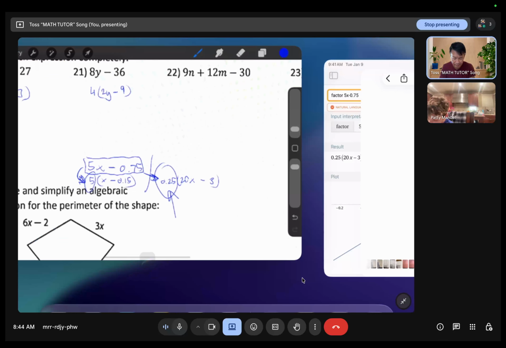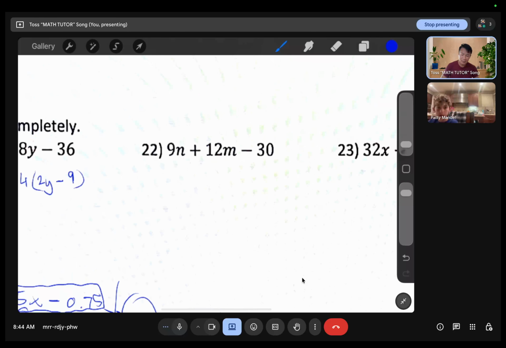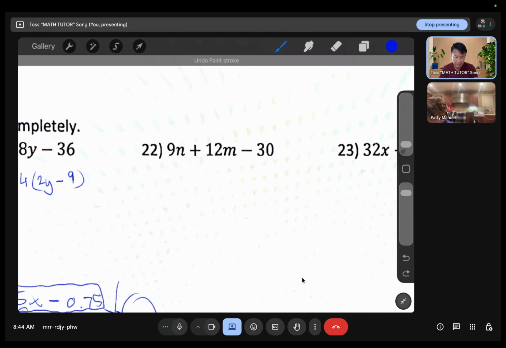Okay, let's go back. What about this one? What is the common factor for 9, 12, and 30? The biggest, the greatest common factor. What do you think? For 9, 12, and 30. Don't forget, you have to do all of it. Now you're doing factoring. You may be eyeing the first two, but you have to look at all 3 terms.